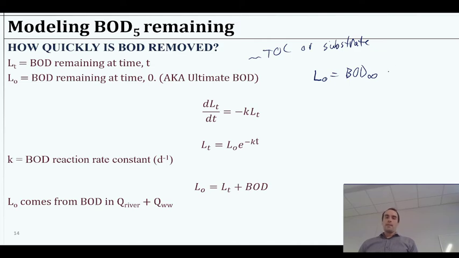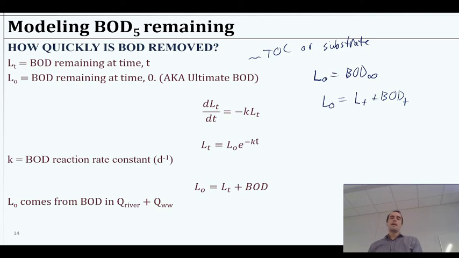So that means that this BOD at an infinite time, we can call that the amount remaining at some time t plus the amount of BOD that was measured and already removed at that time t.